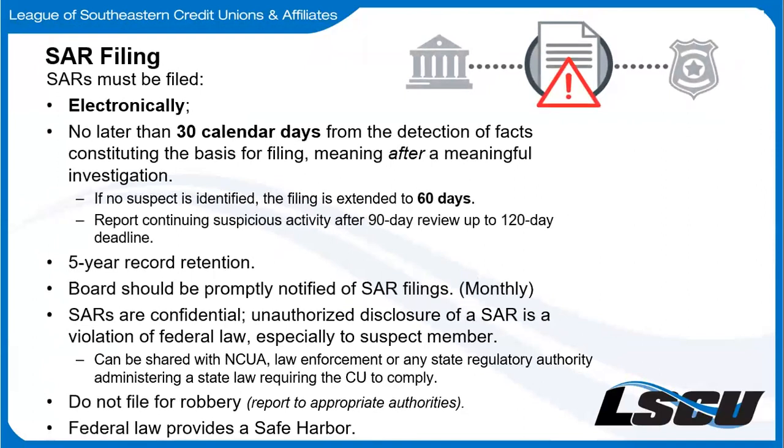So we also file these reports electronically, but we have a little bit longer. For SAR reporting, we have no later than 30 calendar days from the detection of facts, which is after a meaningful investigation. So whenever you have the detection of facts, whenever the light bulb goes off that something may not be right with this transaction, that is when it's time to start conducting that investigation. If for some reason you're unable to identify a suspect, that timeline is extended to 60 days. And they ask that you re-report on continuing suspicious activity after 90 days.